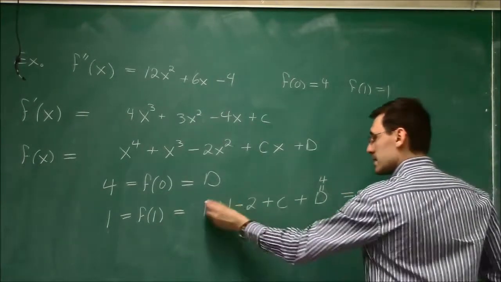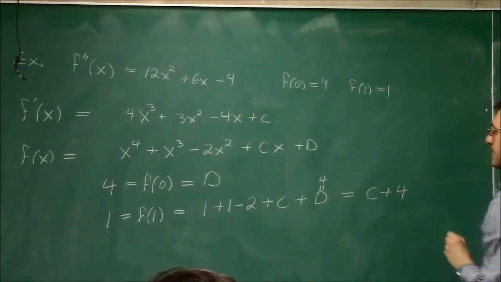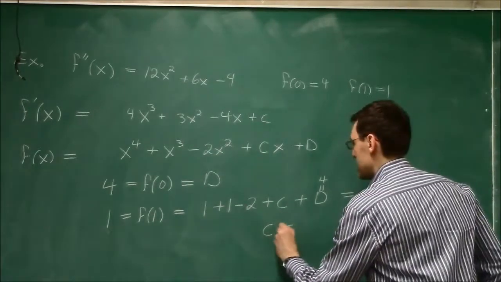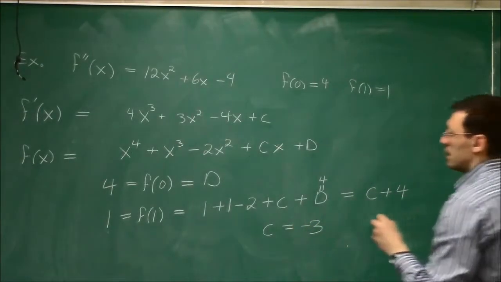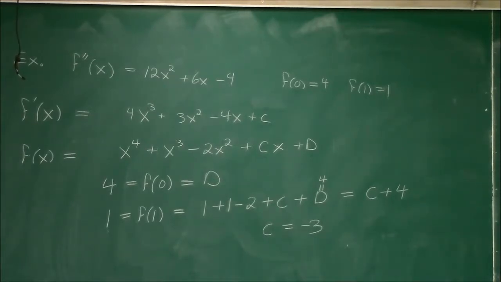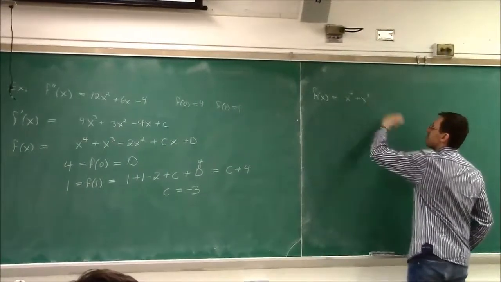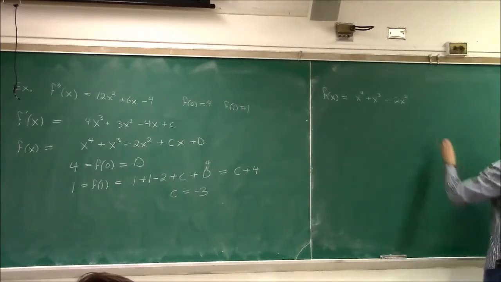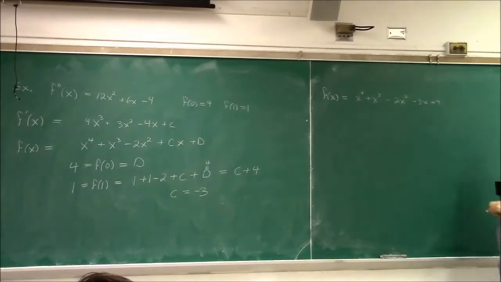So it's really c plus 4. Correct? So that means what is c? So c is equal to negative 3. And therefore, f of x is equal to x to the 4 plus x cubed minus 2x squared minus 3x plus 4. Okay?